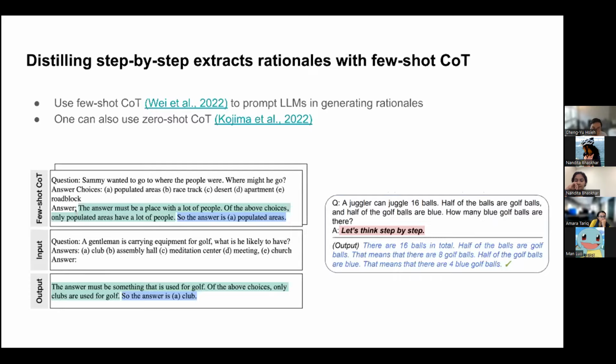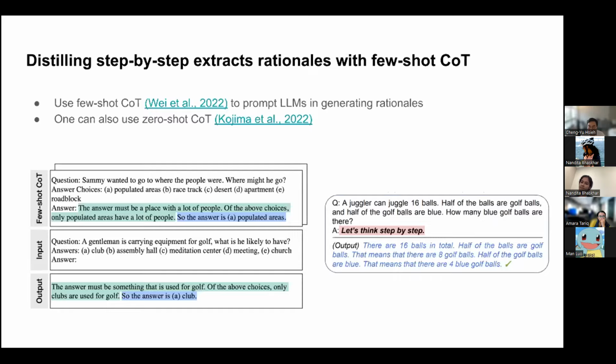So here the model will just generalize and provide the rationale: the answer must be something that is used for golf. Of the above choices, only clubs are useful for golf. So this is the way that we prompt the large language model to generate the rationales, which is the few-shot chain of thought approach. And so in this work, we mainly use the few-shot chain of thought approach to prompt large language models in generating rationales.